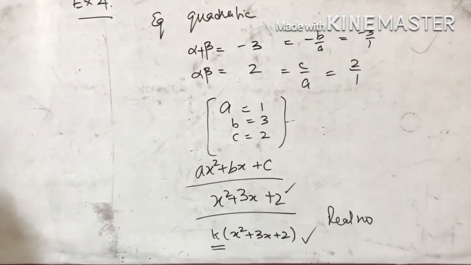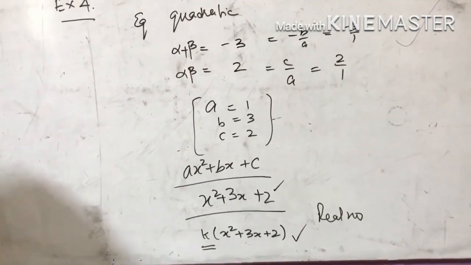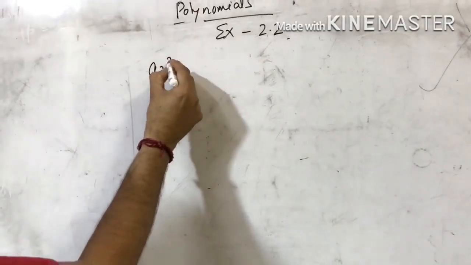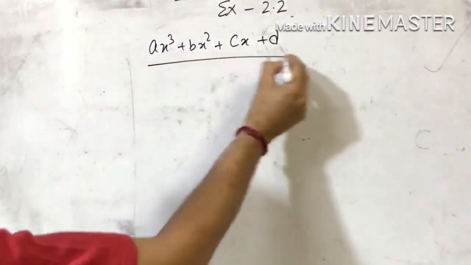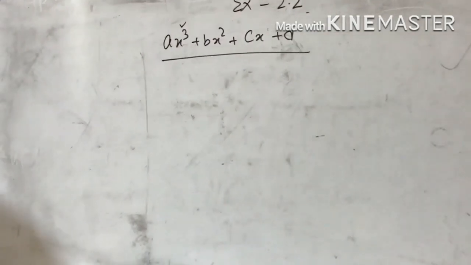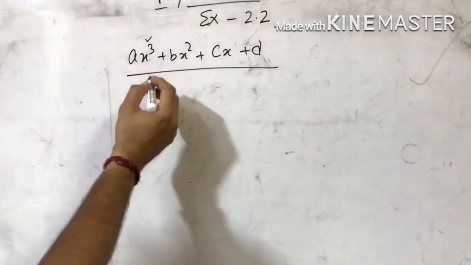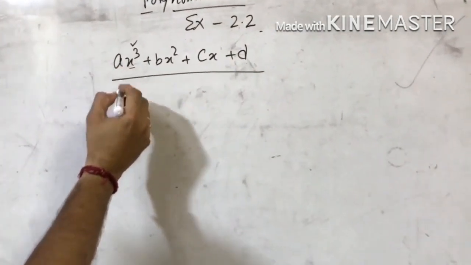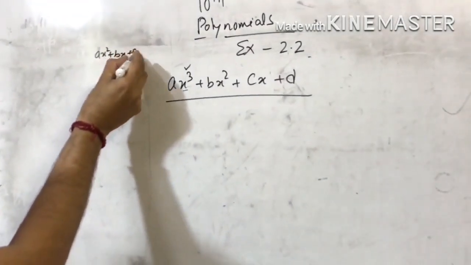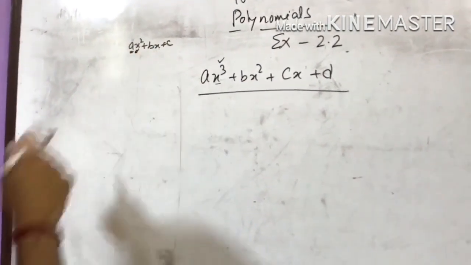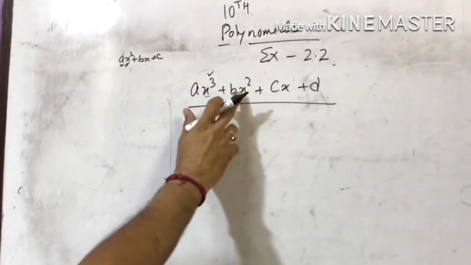After that you have the cubical equation: ax cube plus bx square plus cx plus d. Here the degree of the polynomial is 3, because the biggest power is 3. Here you can see the coefficient of x cube is a. When you were doing quadratic equations, it was ax square plus bx plus c, and there a was the coefficient of x square. So you have to keep in mind which is the coefficient of x cube and which is the coefficient of x square.